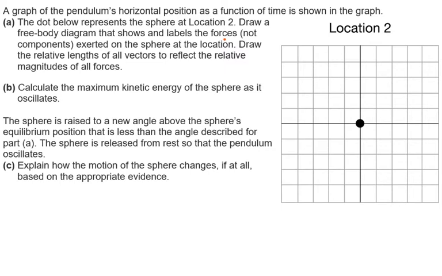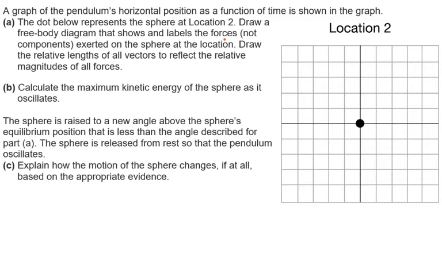Draw the free body diagram and label all the forces exerted on the sphere, and draw the relative lengths of all the vectors to reflect the relative magnitudes of the forces. Calculate the maximum kinetic energy of the sphere as it oscillates. And then the last part, they say the sphere is released from a new angle above the equilibrium. Let's come back to this part later.